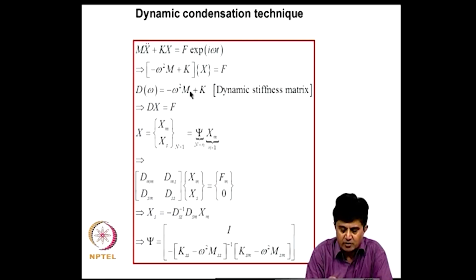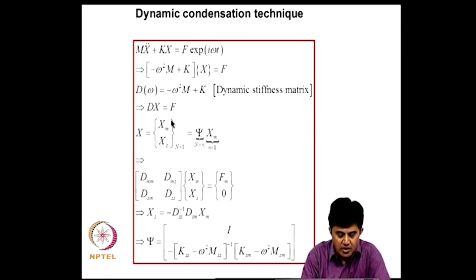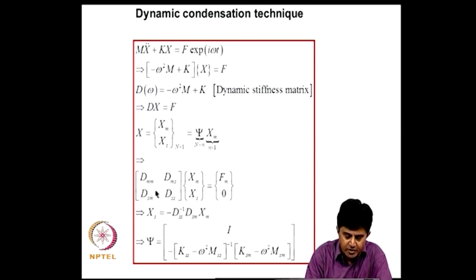This is minus omega square M plus K, which we have encountered earlier. So the equilibrium equation in the frequency domain is D x equals f. Now I will again partition x into x_m and x_s, where x is related to x_m through this matrix. This partitioning induces a partitioning of the dynamic stiffness matrix also, as shown here.